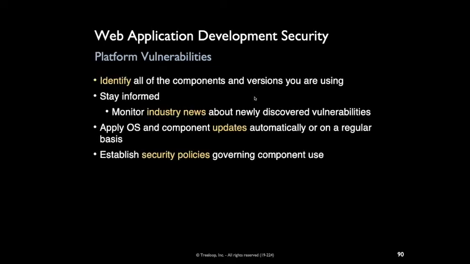Platform vulnerabilities. This is another OWASP top 10 item. Identify all of the components and versions you are using. So in your applications, right, you should know what third-party things you're using and stay informed, right? Like I think I mentioned this before, right? Stay on top of when new versions come out and if any security things have been patched, which may motivate you to kind of move to a newer version.